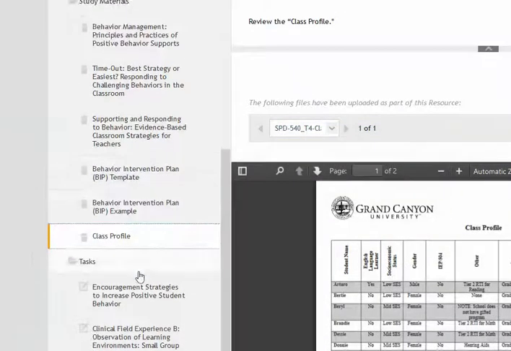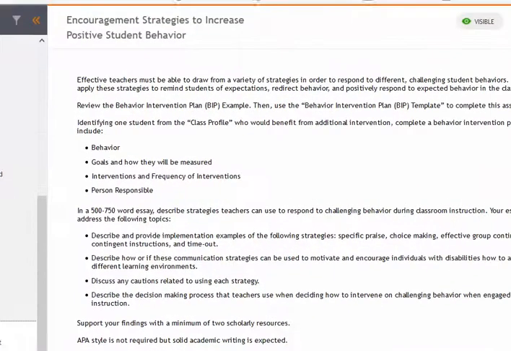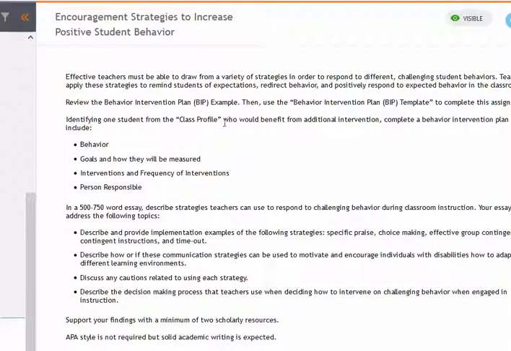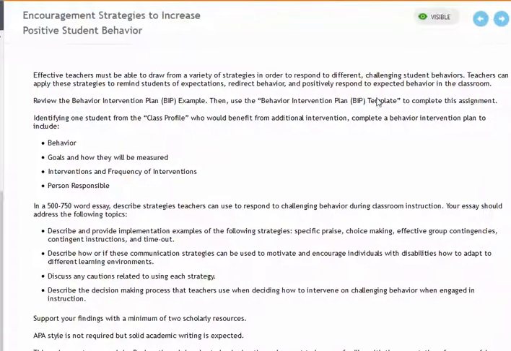So then coming back here to the assignment directions, it says you're going to locate one student from the profile who would benefit from additional intervention, so they need additional intervention. You're going to complete a behavior intervention plan to include these. You're going to use the template to do that because that's what it says. It says use the behavior template to complete the assignment. And the assignment is to do this and that in relation to the student in the class profile using the template and using this as an example.